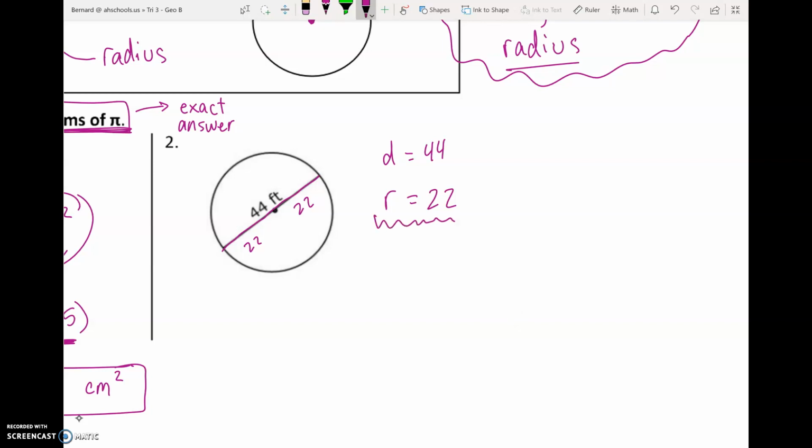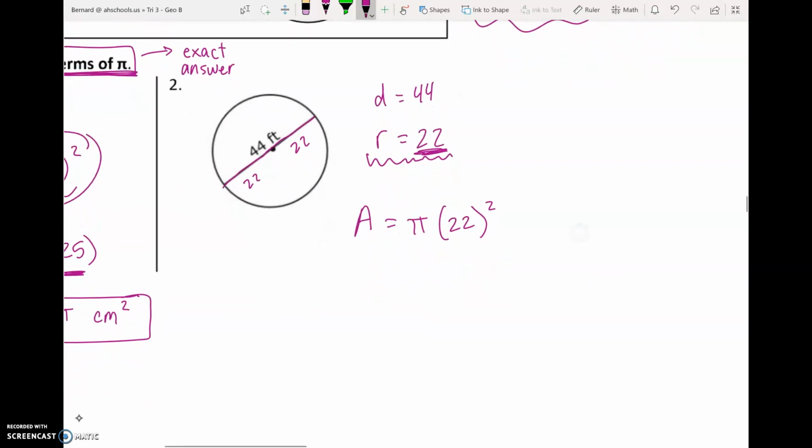Now, remember, in pi r squared, we need the radius. So we don't care about the 44 anymore. We want to work with the 22. And so our area is going to equal pi times 22 squared. Remember, we want to leave it in terms of pi, so all we're going to do is square the 22 and then write it in front of pi. So 22 squared is 484. So this is pi times 484, and we're going to write that in front of the pi. And so our final answer is 484 pi. Feet are the units, so feet squared.